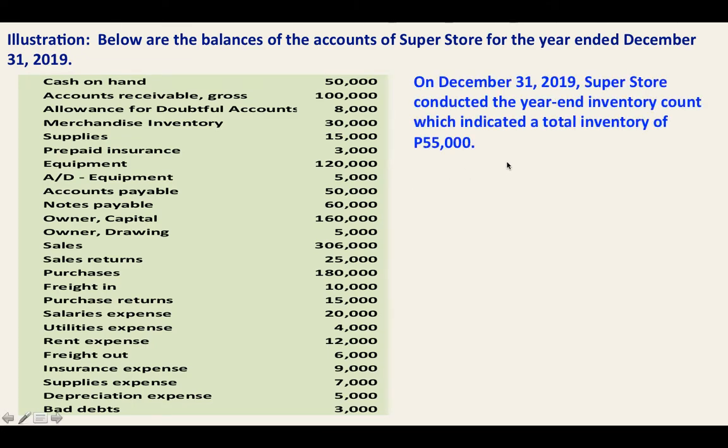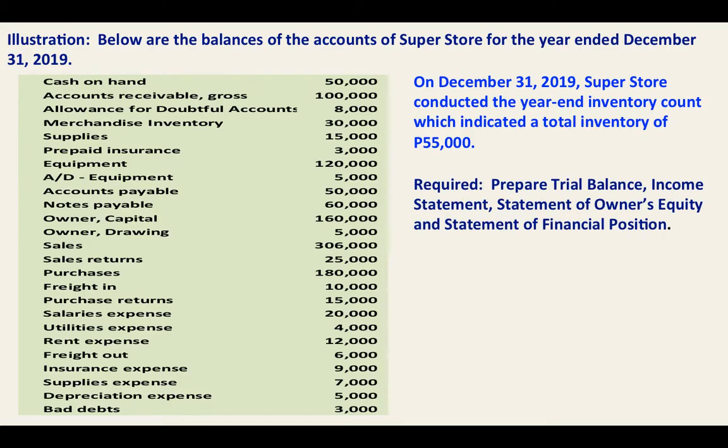Another information here, additional information, I would say. On December 31st, 2019, Superstore conducted the year-end inventory count, which indicated a total inventory of 55,000. We have learned that under periodic method, a year-end inventory should be done to compute the cost of goods sold. So required: prepare trial balance, income statement, statement of owner's equity, and statement of financial position.